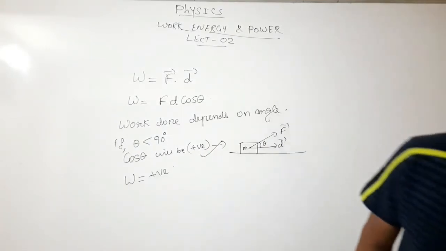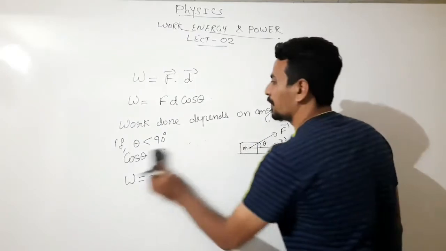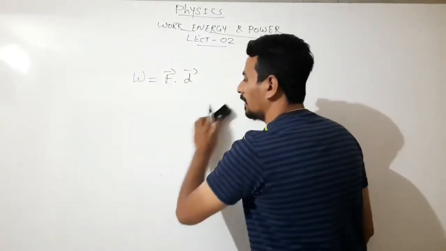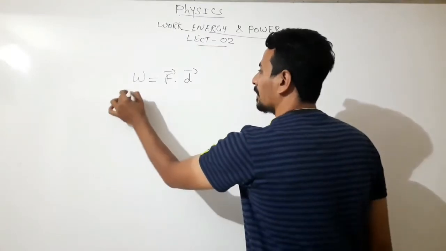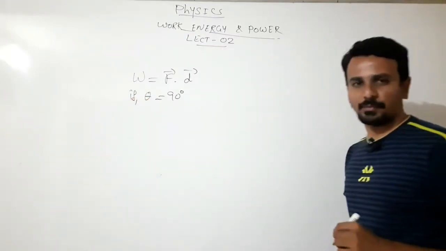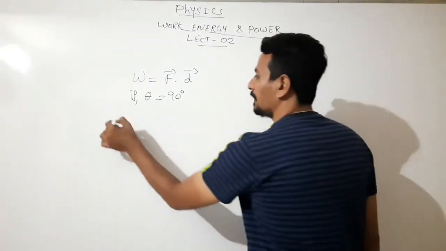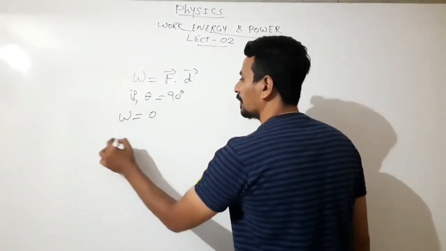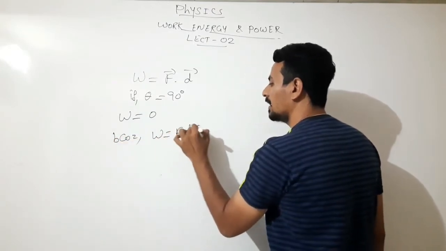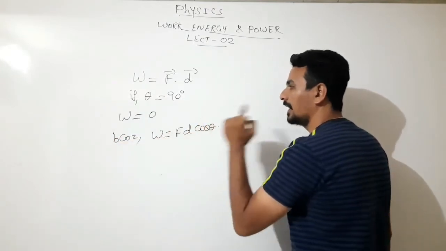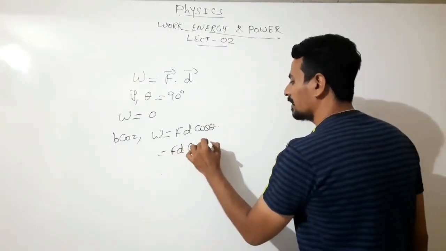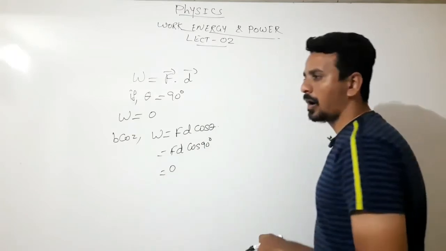Clear? If force is perpendicular to displacement, that is, if theta is 90 degrees, that is when F and D are perpendicular, then work done will be 0, because work done is Fd cos theta. If theta is 90, then it will be Fd cos 90. So work done will be 0.